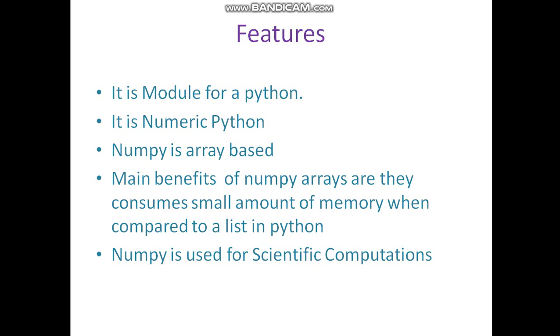The main benefit of NumPy arrays is that they consume a tiny amount of memory when compared to lists in Python. A list occupies more memory, while a NumPy array occupies little memory. So NumPy has become popular and is used for scientific computations.